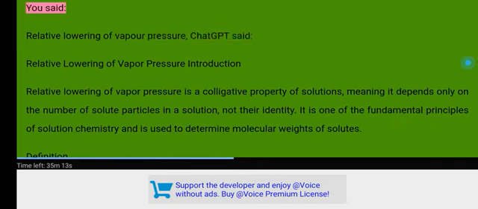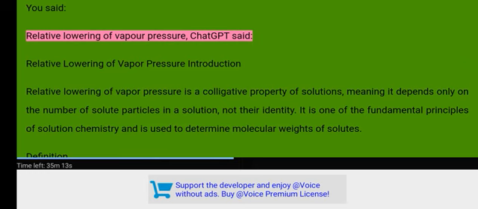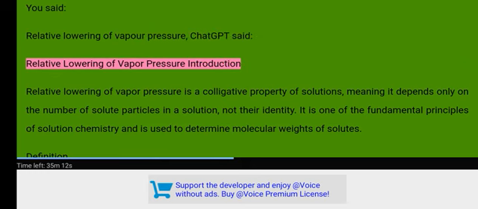Sources. You said: Relative lowering of vapor pressure. ChatGPT said: Relative lowering of vapor pressure. Introduction.